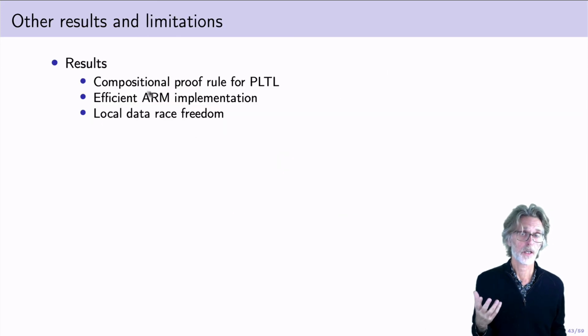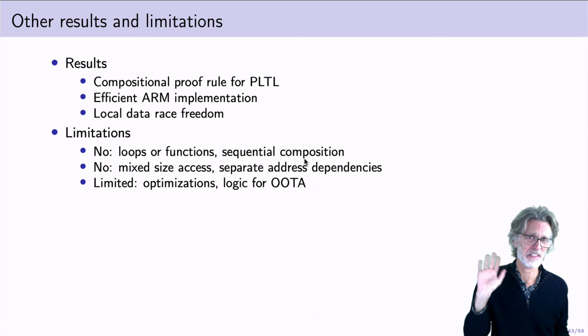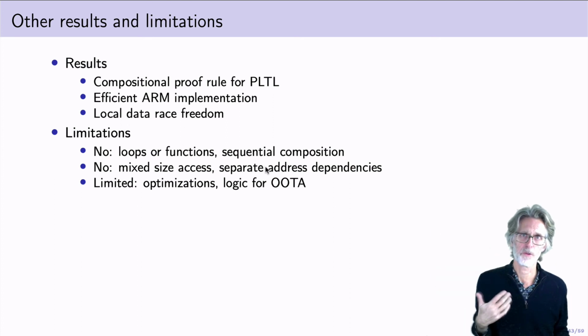The main results we give are a compositional proof rule for propositional linear time temporal logic, the efficient ARM implementation, and local data race freedom. There are several limitations to our study. We haven't looked at loops or sequential composition. We haven't studied mixed size access or really validated Java's final field semantics, which may require address dependencies. We've been limited in our treatment of optimizations and the compositional proof rules.